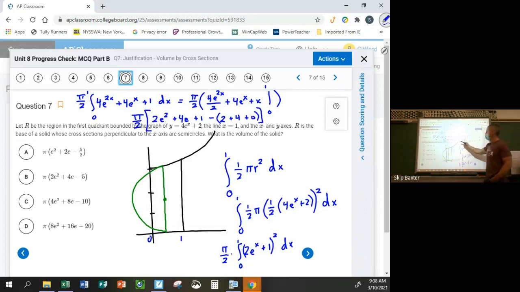Okay, so I can combine all the constants. I get pi over 2 times, sorry, I'm scattered around a little bit, but pi over 2, this ends up being 2e squared plus 4e, and then you have 1 minus 6, minus 5. So it has to be choice A. They just distributed the 1/2. So the answer is A.